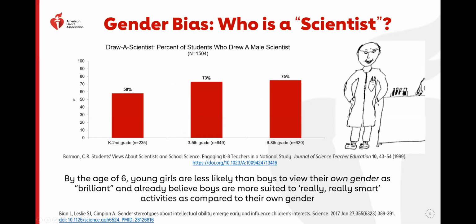Gender bias. I'd like to spend a few slides talking about gender bias. Gender bias refers to a person receiving different treatment based on the person's real or perceived gender identity. For example, from a very early age, most of us associate the word scientist with a man. Additionally, by the age of 6, young girls are less likely than boys to view their own gender as brilliant and already believe boys are more suited to really smart activities. Additionally, 6 and 7-year-old girls avoided participating in activities that were labeled for children who are really smart.